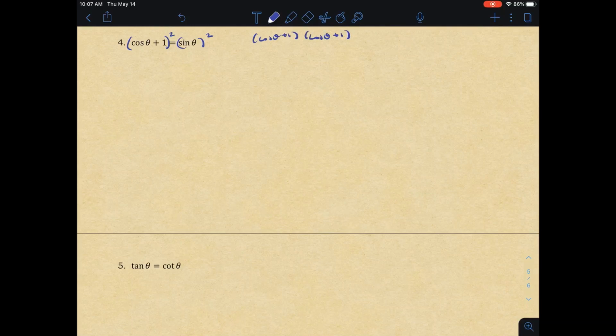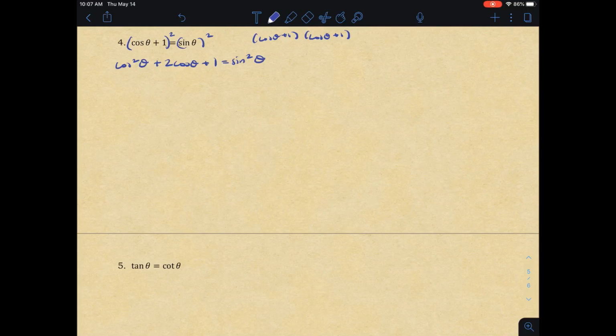And then carefully just FOIL it out, right? And if you do, you should get cosine squared of theta plus 2 cosine of theta plus 1. On the right side, you'll get sine squared of theta. And then just like we did before, we're going to rewrite this all in terms of one trig function.